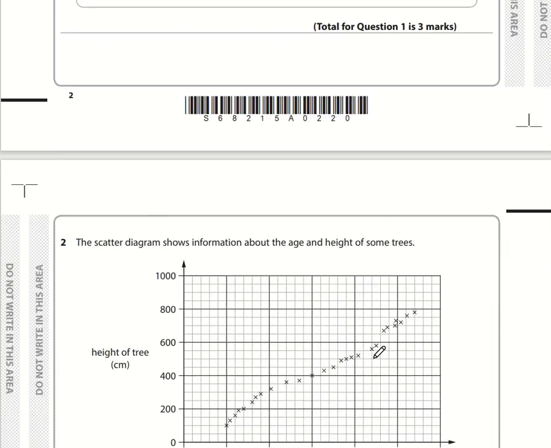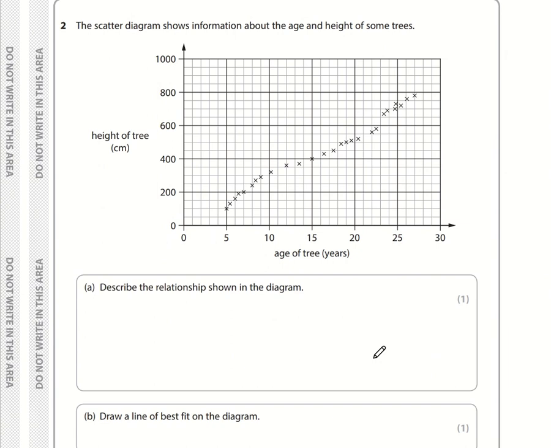Let's move on to question number 2 now. So the scatter diagram shows information about the age and height of some trees. We want to describe the relationship shown in the diagram. Well, probably I would work at question A after I've done question B, which is once I've drawn a line of best fit. Now, a line of best fit is a straight line that goes through the middle of the dots, trying to keep the dots as close to the line as possible.